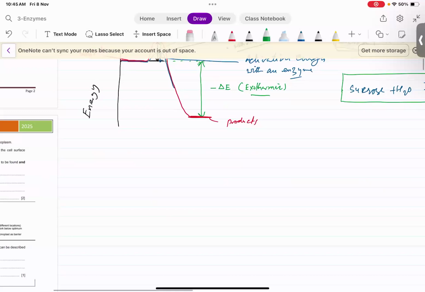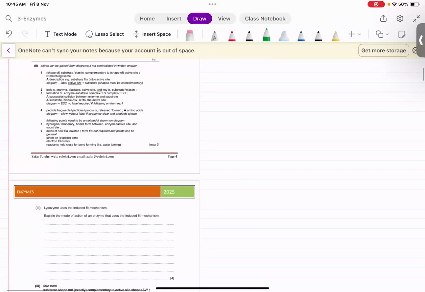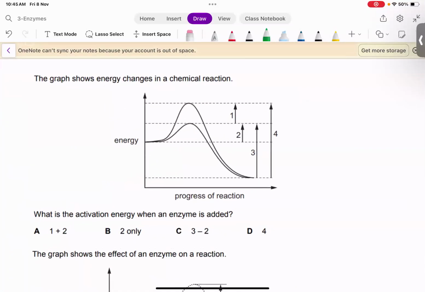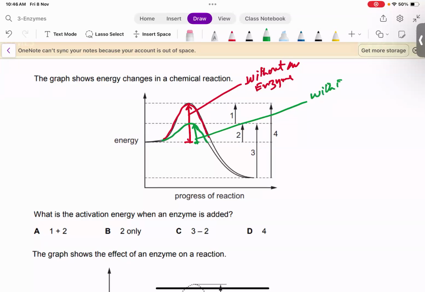Okay, and then let's see, we have some questions on this activation energy. So let's see these questions. The graph shows energy changes in a chemical reaction. What is the activation energy when an enzyme is added? So you see this is the higher activation energy, from here to here. This is without an enzyme. And this is the lower activation energy, so this is with an enzyme. And here this difference is between without and with an enzyme. So what is the activation energy when an enzyme is added? So it should be 2 only.